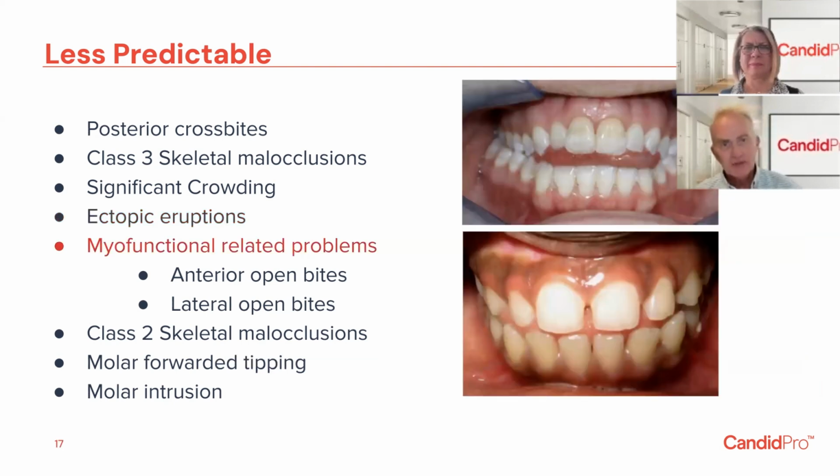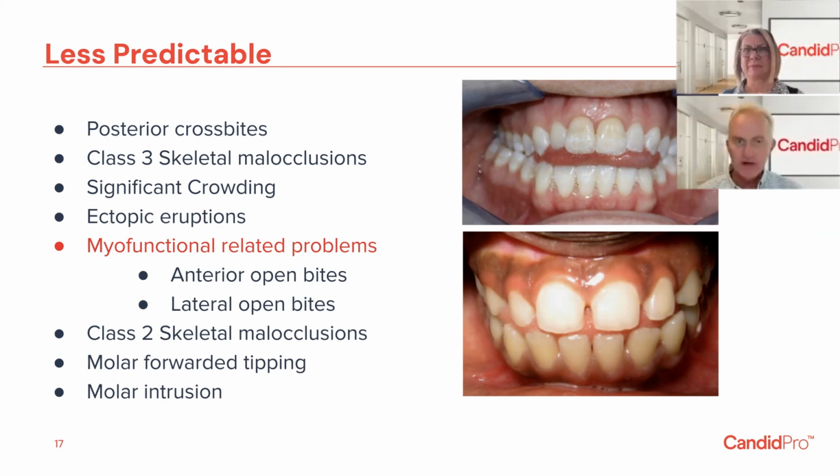Other issues that are a challenge with aligners are situations where we have a patient who has a tongue thrust or a finger sucking or thumb sucking habit, which we call myofunctional problems.